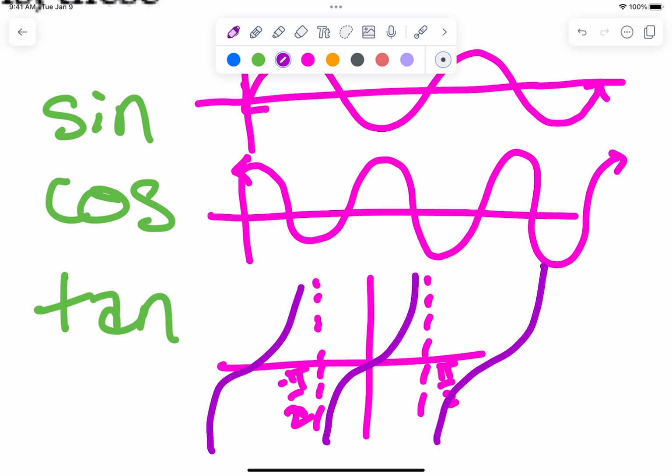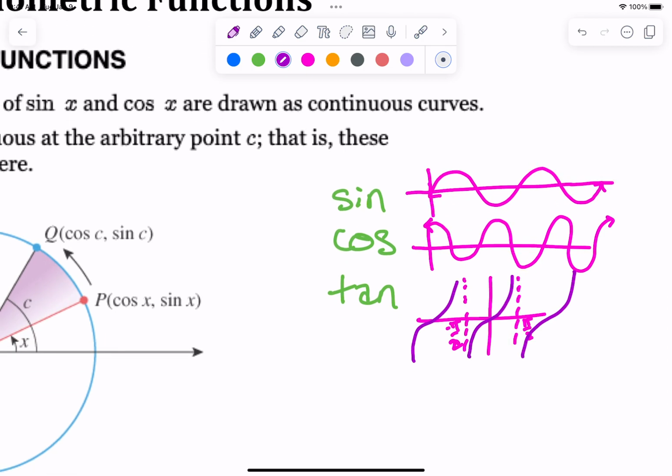So out of those, if we're looking just at normal sine, normal cosine, normal tangent, is sine continuous or not continuous? Continuous. Cosine is continuous or not continuous? Continuous. Tangent is continuous or not continuous? Not continuous, because he has holes. So generally speaking, sine and cosine are continuous, tangent is not. Now, here's the deal.